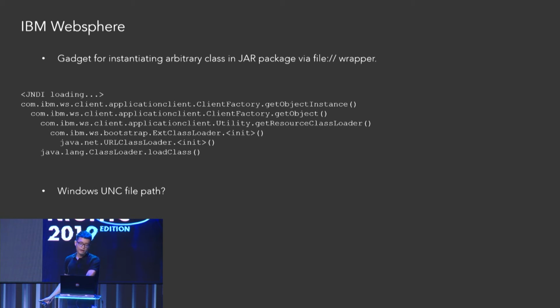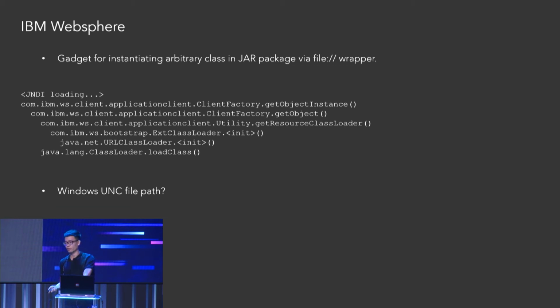There's the Windows UNC file path that the previous researcher talked about. That's also pretty cool. You can wrap the file protocol over the Windows UNC file path, and then it will load the class over the SMB 445 port, and then we can control the data and the classes it loads, and then RCE.